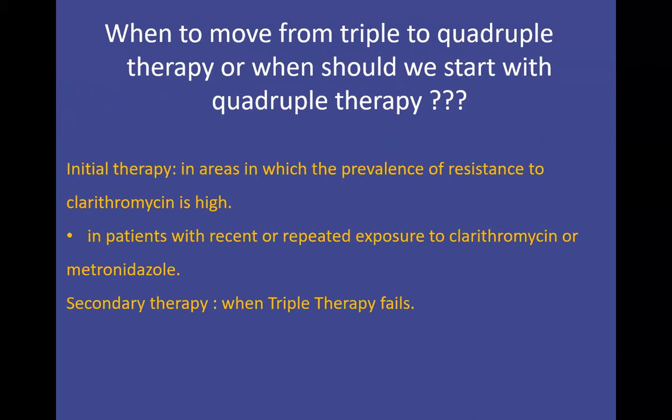Quadruple, four. Who would be given quadruple? Patients with recent clarithromycin use. Oh, I have been taking clarithro recently, and then I discovered I have a cardiac ulcer. Clarithro should not be my option. Or in an area with a prevalence of resistance, I wouldn't risk it from the beginning and not give it. Or I've started triple therapy, it failed, so I moved to quadruple therapy.